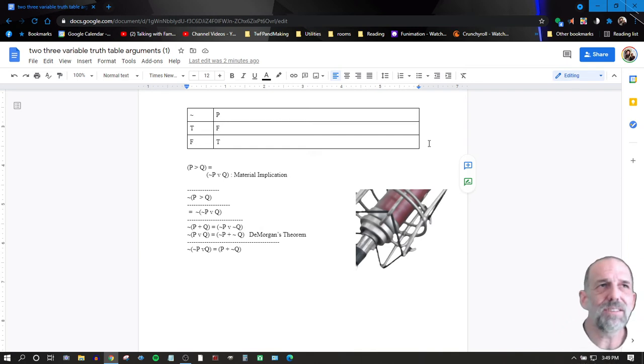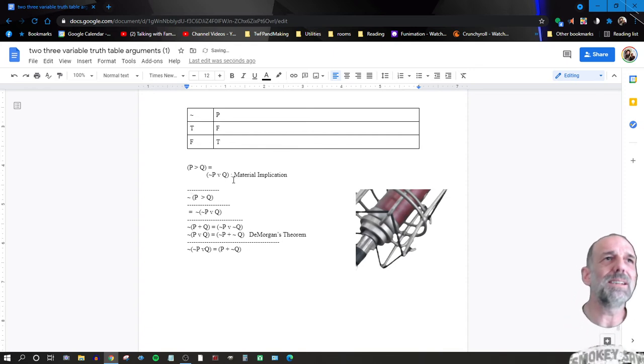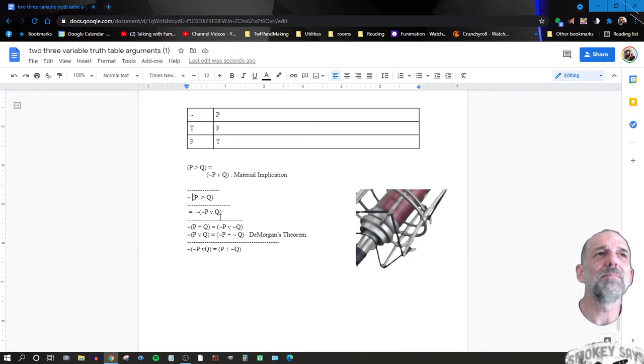Now let's look at the negation of a conditional. The negation of a conditional is represented here as not (if P then Q). I can still use material implication, the rule of replacement, inside the parentheses before I apply the negation. And I end up with this: not (not P or Q).